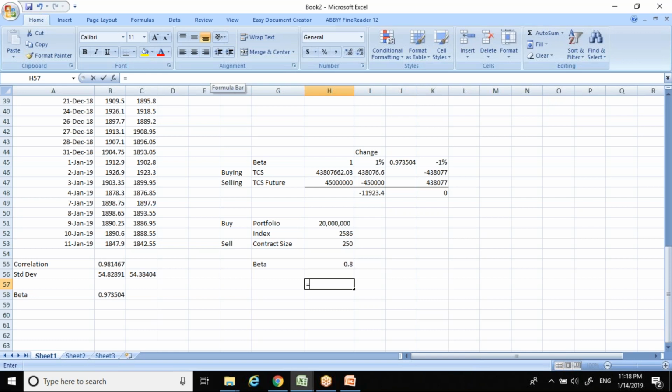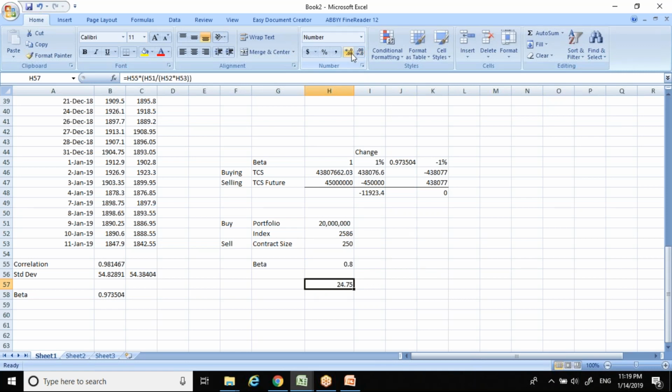So how many contracts do we need? Beta multiplied by the portfolio size, divided by the index multiplied by the contract size. Now this is going to give you the number of contracts. So you need to short around 24.74 contracts to hedge your position.